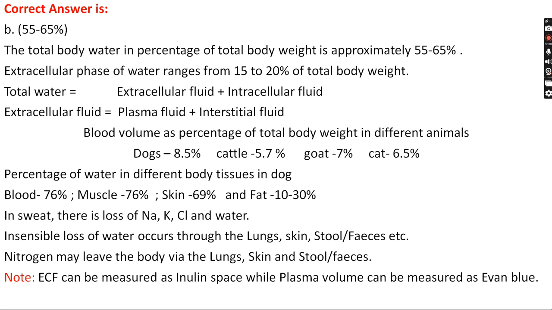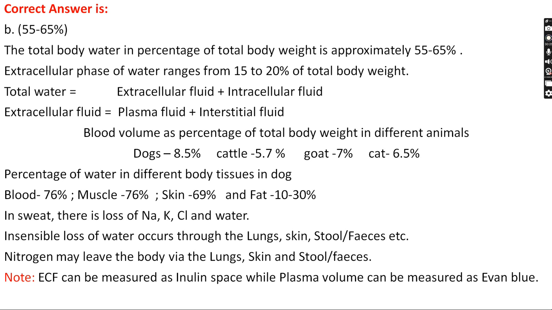Extracellular fluid mainly includes the water which is present in the blood and the water which is present between the cells, that is interstitial fluid. If we talk about blood volume as a percentage of total body weight in different animals, then 8.5% of total body weight of a dog is blood, 5.7% of cattle is blood, 7% of a goat is blood, and 6.5% of a cat is blood.